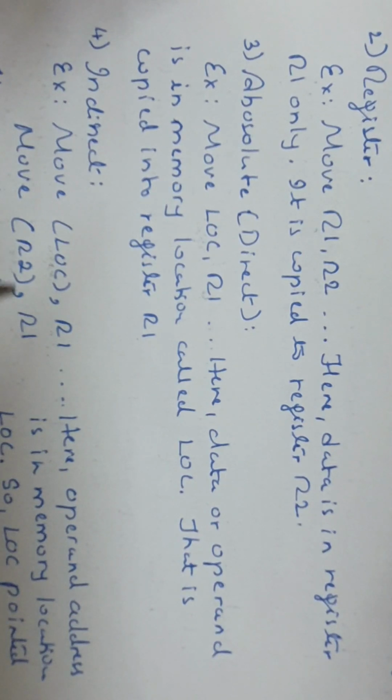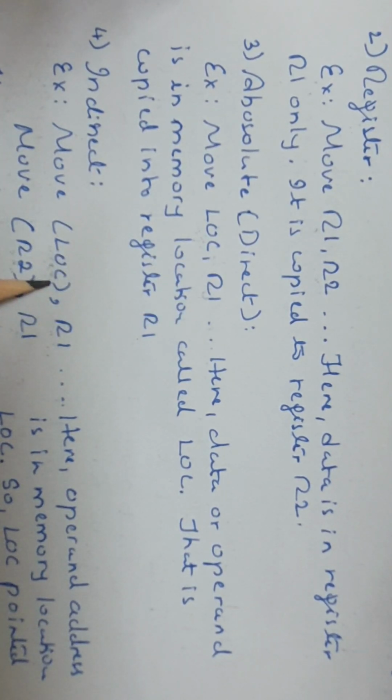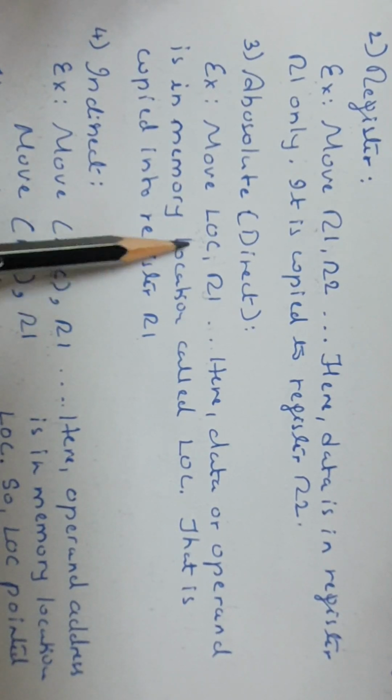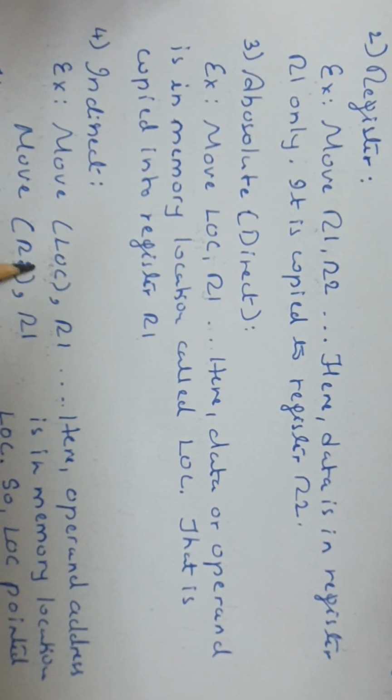Move R2, R1 means if R2 has 1000, 1000 is copied to R1. Move bracket R2, R1: if R2 is 1000, then bracket means in 1000 memory location, whatever data is there, that is copied to R1. So that is the difference between direct and indirect. Direct means it gives the operand. Indirect means it gives the address of the operand.